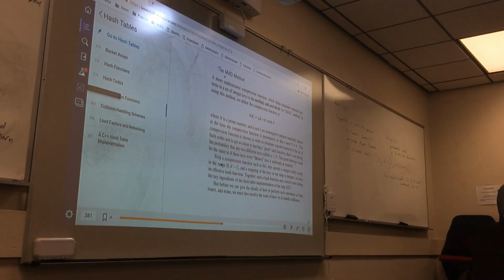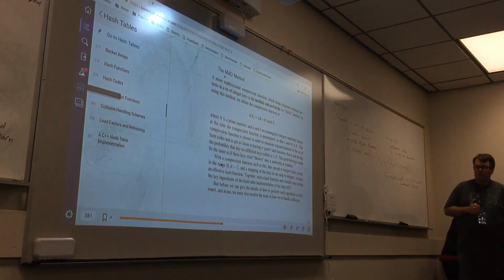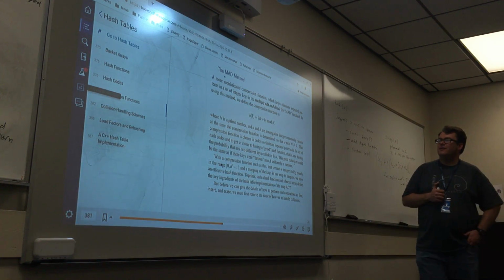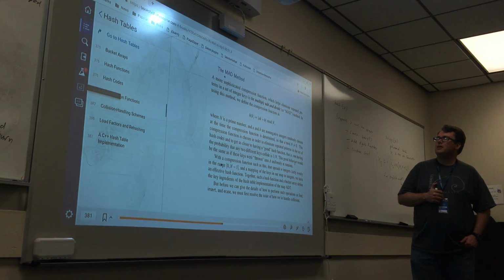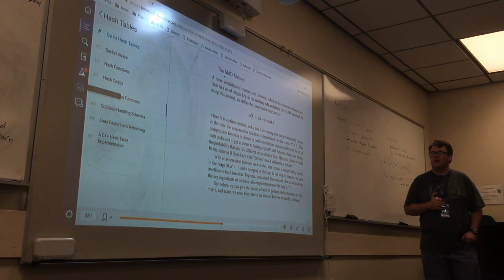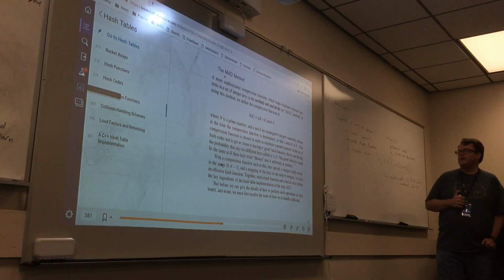So there is this one that tells you a better way. It's called the multiply, add, and divide, or MAD method, which is A times K plus B mod n, where n is a prime number. And A and B are non-negative integers randomly chosen at the time the compression function is determined, so that A mod n does not equal 0.